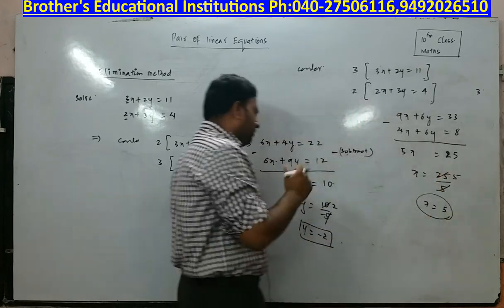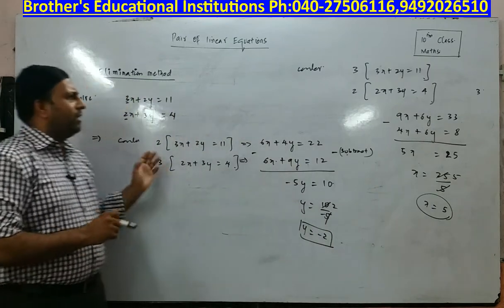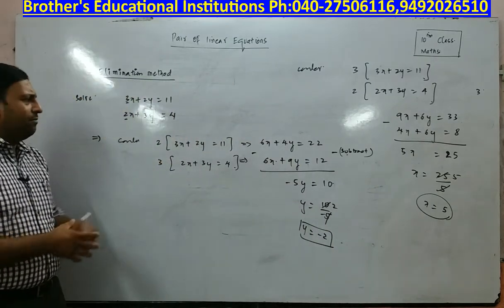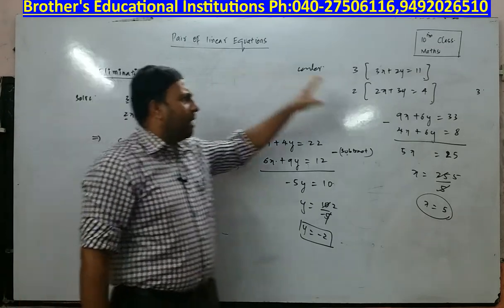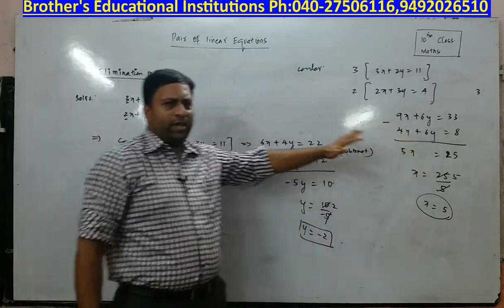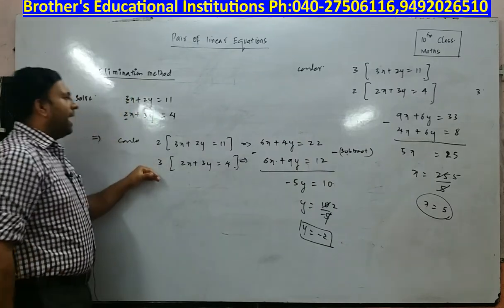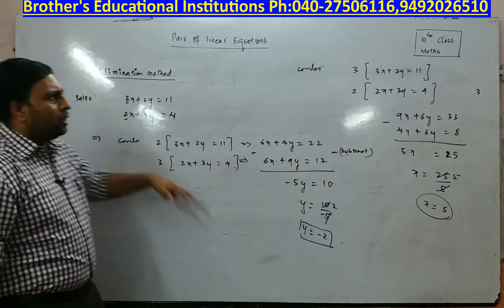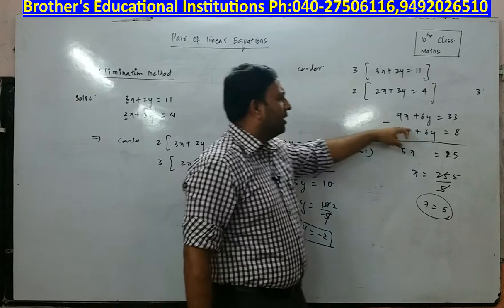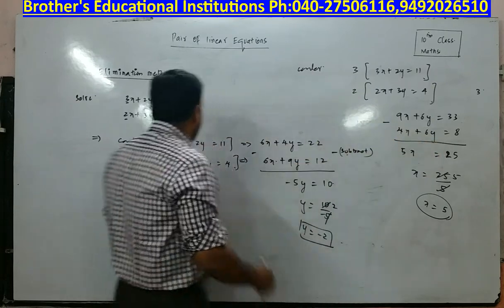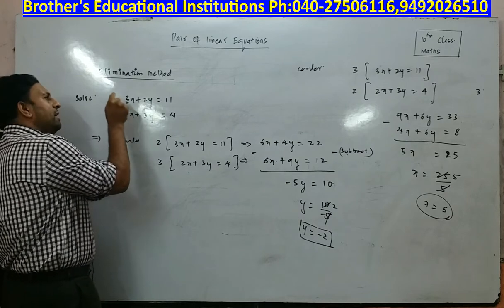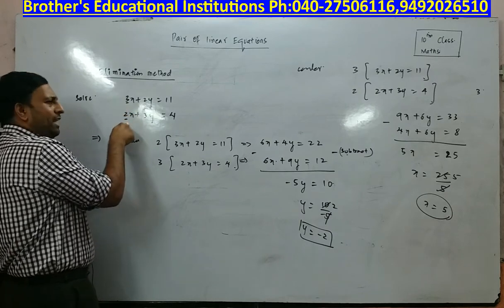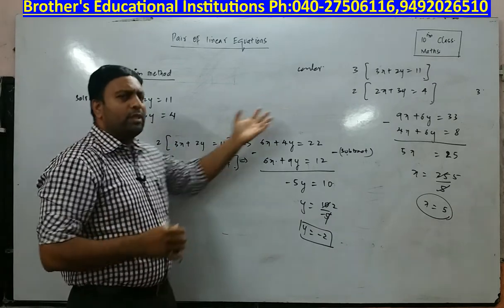So you have to observe very carefully. Since I am doing elimination method, I am first eliminating x, getting the value of y. Second time I am eliminating y, getting the value of x. And to eliminate x, I have to balance the coefficient of x. To eliminate y, I have to balance the coefficient of y. How to balance the coefficient of x? Take the coefficient of x here, multiply to the first equation. Take the coefficient of x here, multiply to the second equation. Same way you do it with y.